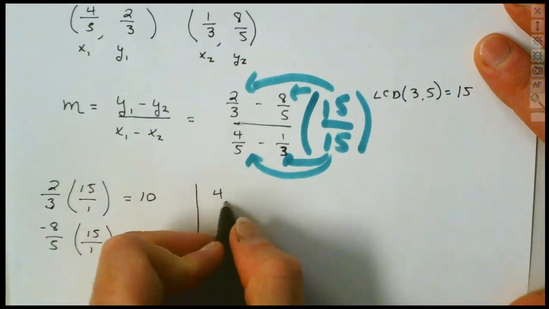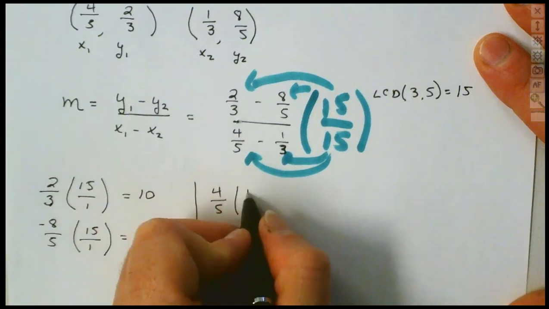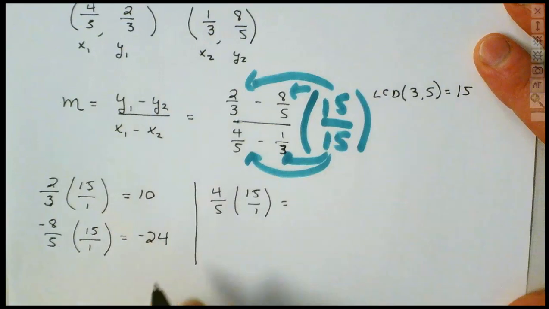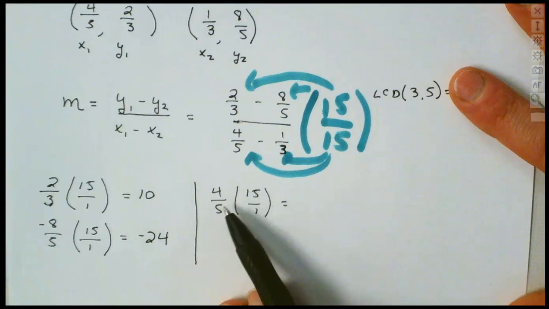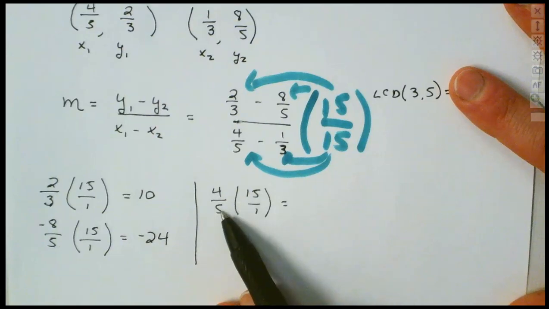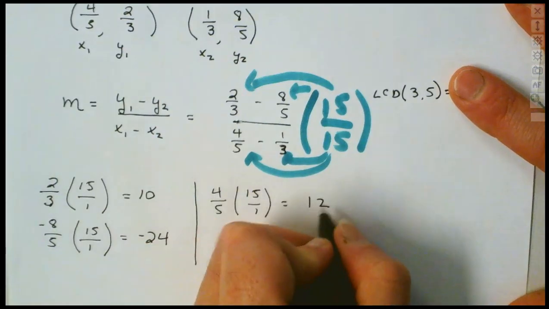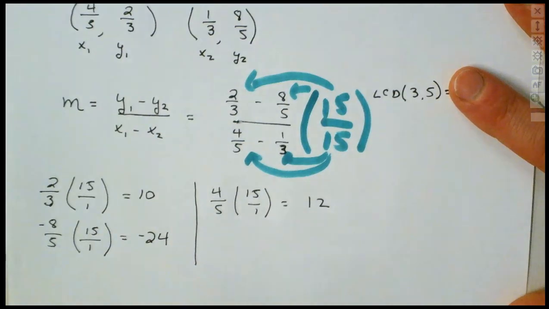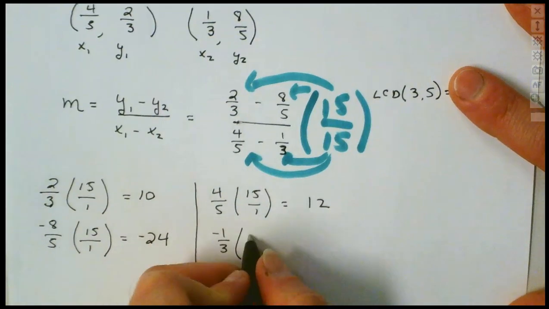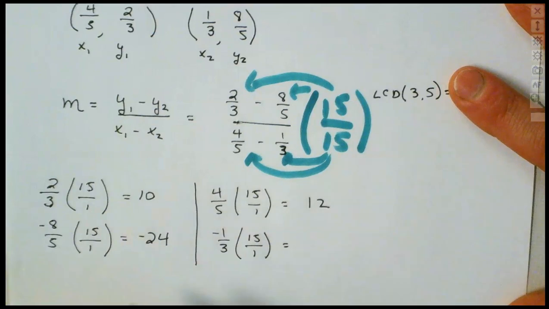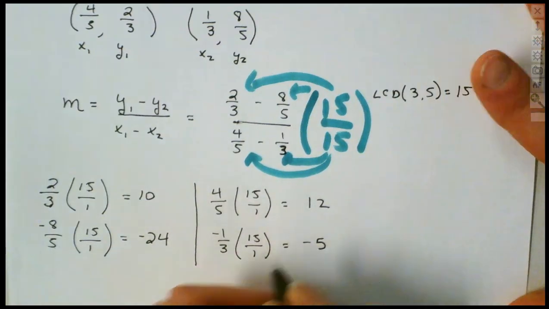Let's do the down below. We've got 4/5. Multiply that again by 15 over 1. What do we do? Divide and multiply. 15 divided by 5 is 3. 3 times 4 makes it 12. Next one. We have a minus 1/3. Multiply that by 15 over 1. Well, 15 divided by 3 is 5. 5 times a negative 1 makes it a negative 5.